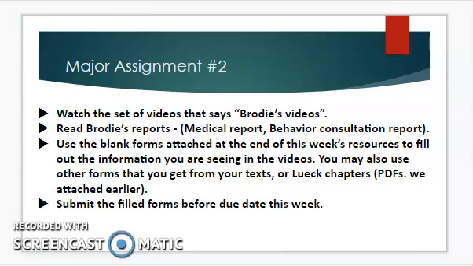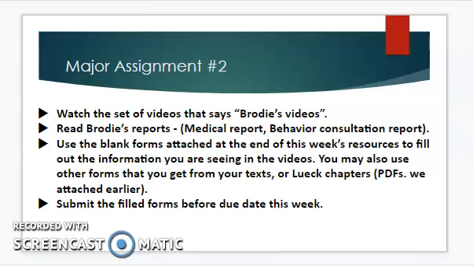It has the medical report and the behavior consultation report. So it's important for you to know who Brody is. And that's what we did last week about the parent letter. So you want to get background information of who this 4th grader is. We have attached all those in the Canvas this week.